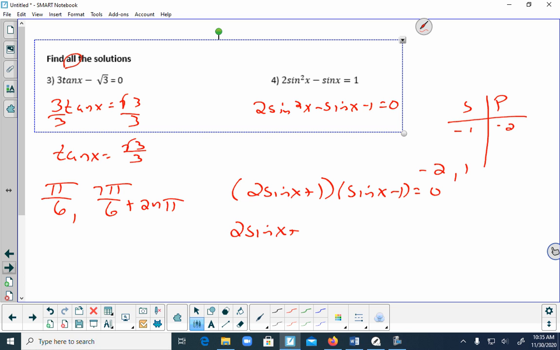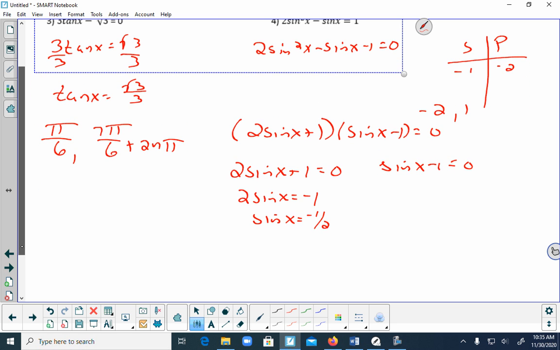So 2 sine x plus 1 is equal to 0. And then the sine of x minus 1 is equal to 0. Solving this one, I'm going to have 2 sine x is equal to -1. Sine of x is equal to -1/2. When is the sine of x equal to -1/2? That's going to be with a denominator of 6, but in the third and fourth quadrant, so 7 pi over 6, 11 pi over 6. All solutions, so plus 2n pi.